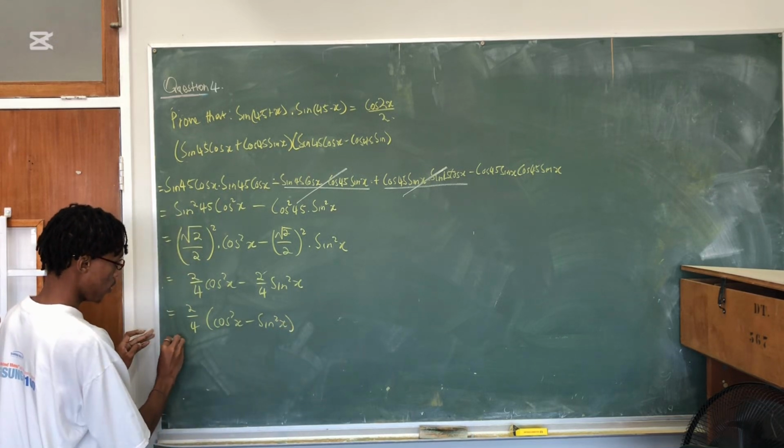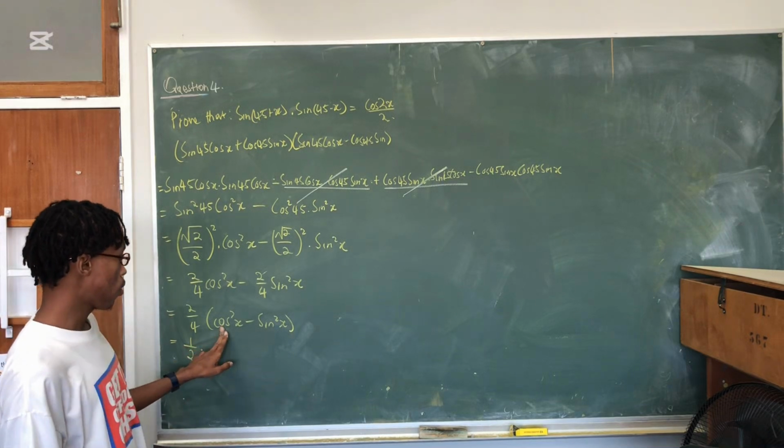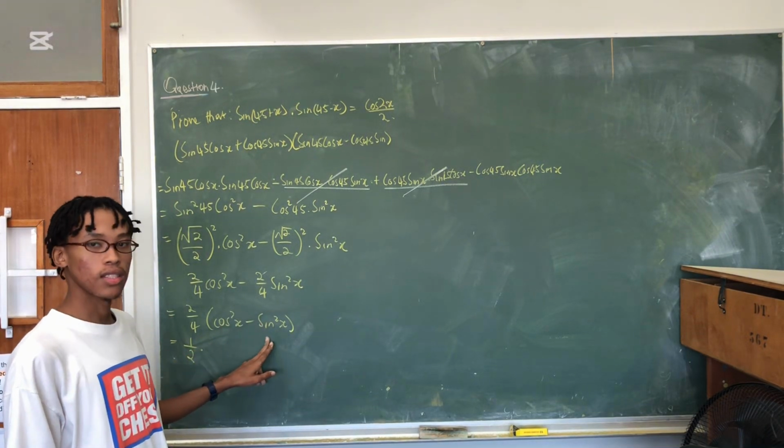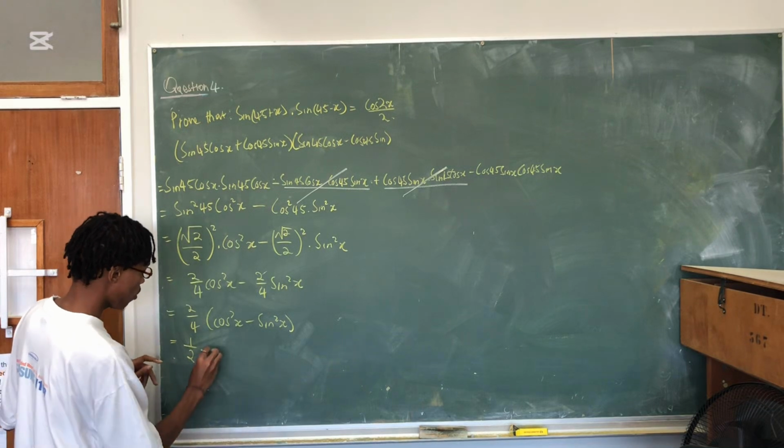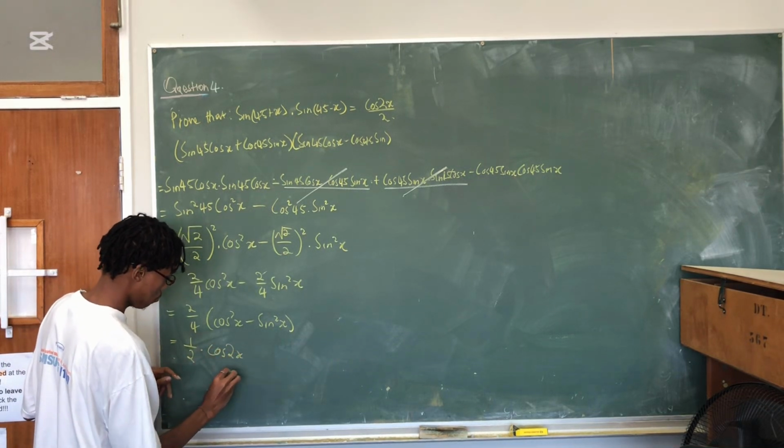This is going to be 1 over 2 multiplied by cos squared x minus sine squared x, which is also an identity of cos 2x, over 2.